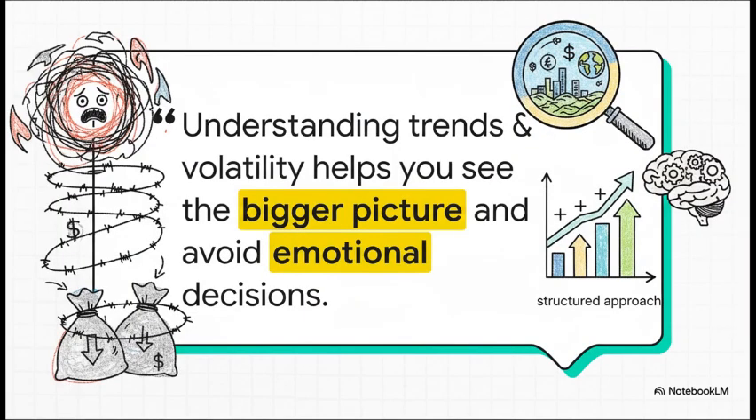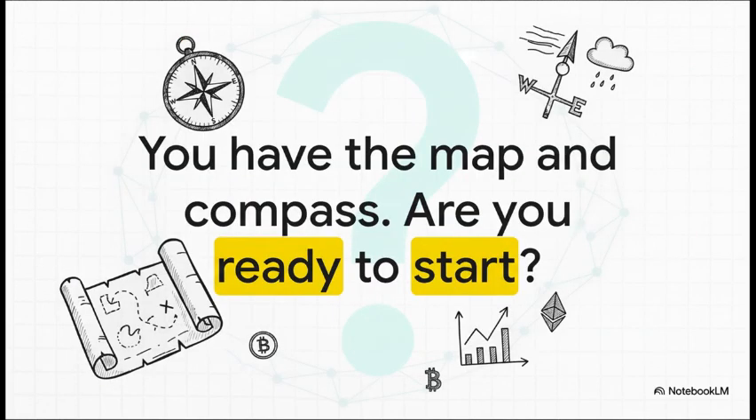And really, that's the whole point of this. When you have a structure like this, you stop making those gut reaction emotional decisions. The ones based on FOMO or panic. Instead, you start acting with confidence because your decisions are based on a clear view of what's actually happening in the market. So, there you have it.